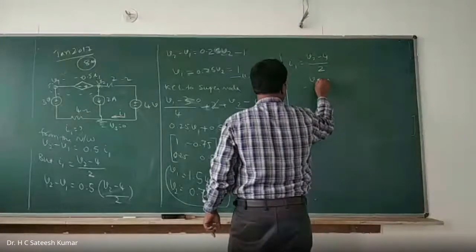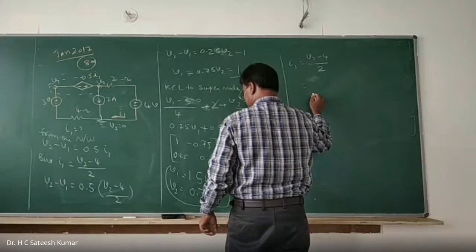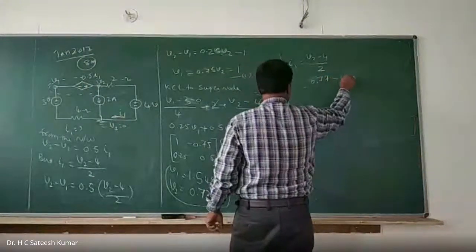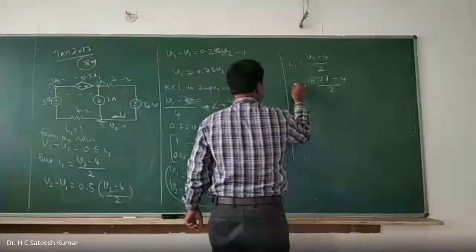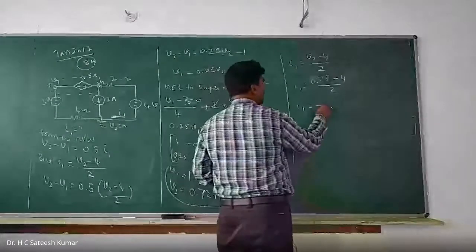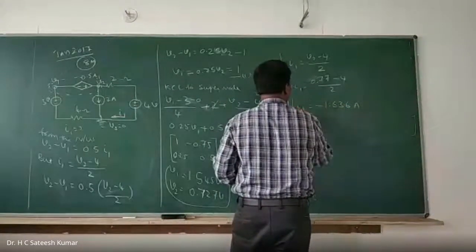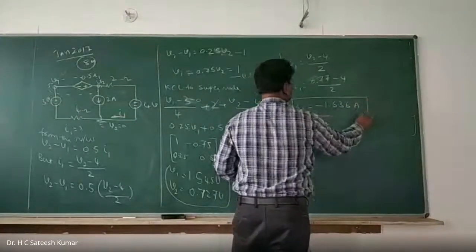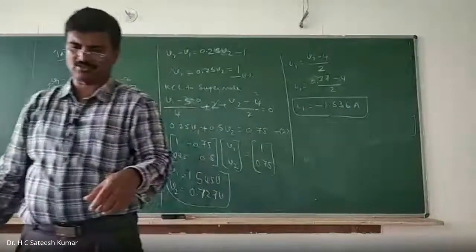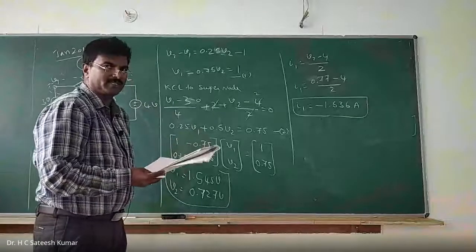That is equal to V2 minus 4, how much is that V2? 0.727 minus 4 divided by 2. How much is that, madam? Minus 1.636 amps. This is the required answer, which is for 8 marks. You can verify. Still, if you have any doubts, please you can ask the question. Okay. So that is about the question from January 2017.